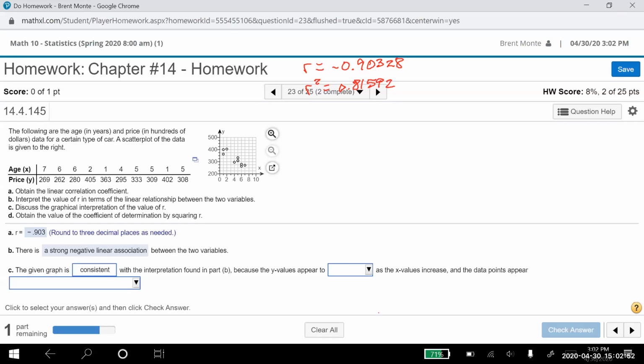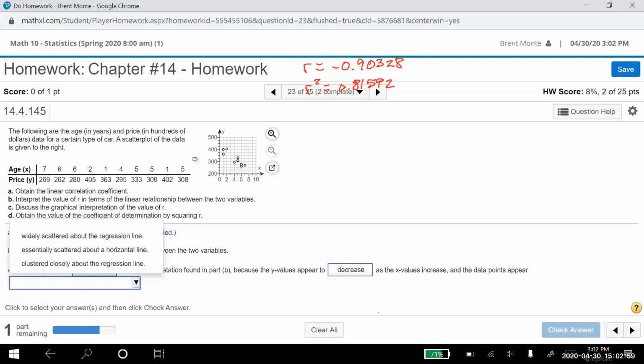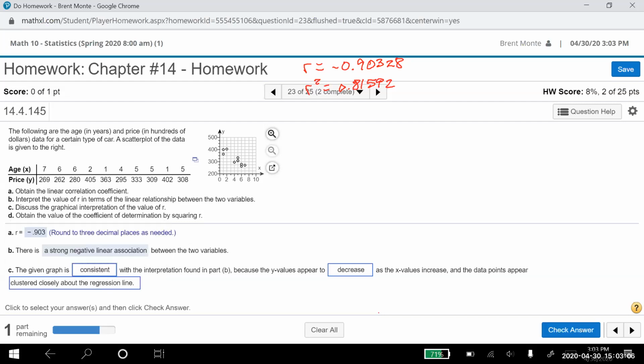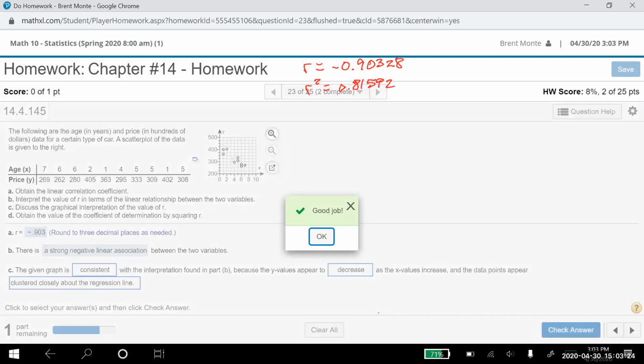So the Y values appear to decrease as the X values increase, and the data points appear clustered closely about the regression line because they are. So we're saying it's consistent because the decrease was consistent with the picture that looks like it's going down. And it's a large value close to -1, clustered closely to the regression line. So we'll check that one.